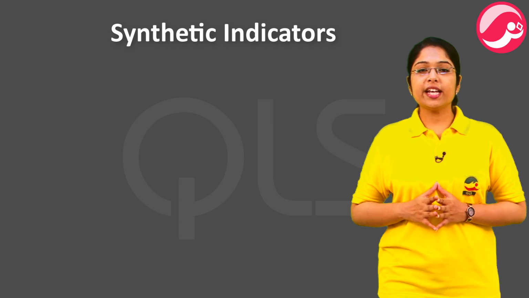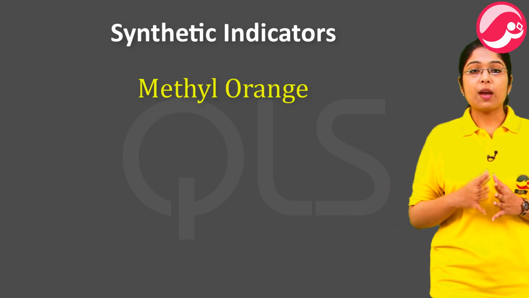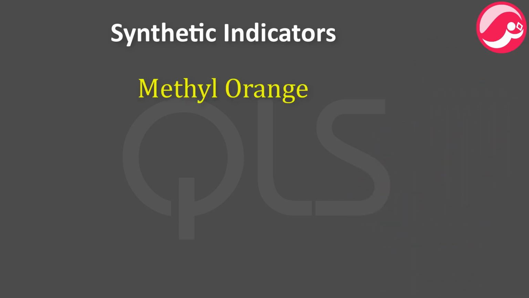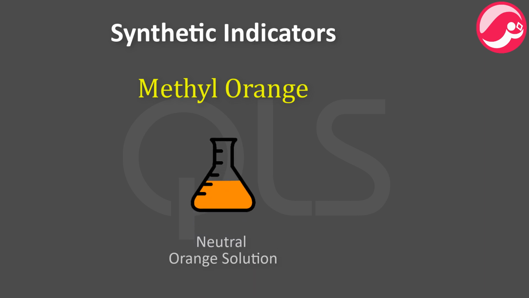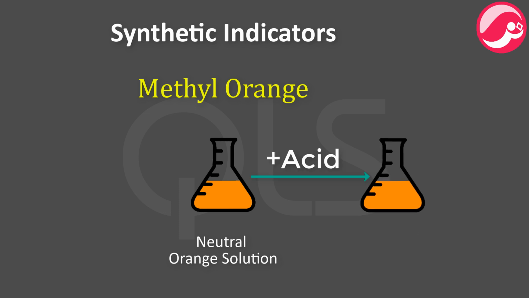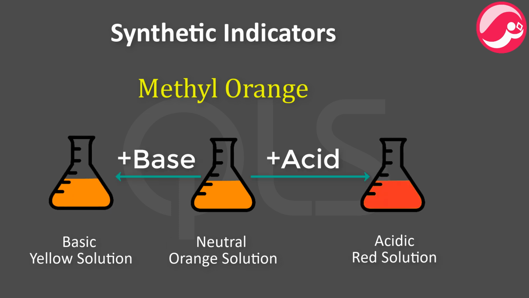The next indicator is methyl orange. Methyl orange is another synthetic indicator. Originally, methyl orange is orange in color. जैसे कि हम इसके नाम से ही समझ सकते हैं, मिथाइल ऑरेंज. ये न्यूट्रल कंडीशंस में ऑरेंज कलर का होता है. And in acidic condition it turns into red, while in basic conditions it turns into yellow color.